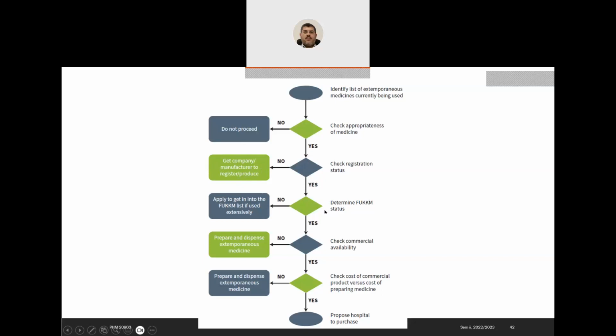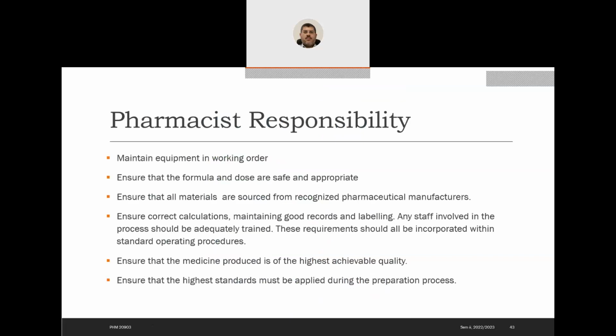If registered, then determine its status. If it is not given, then apply to get this status. If yes, then check commercial availability. If not available, then prepare and dispense the extemporaneous medicine. But if available, then it is better to buy. You can check the cost of the commercial product versus preparing the medicine. If it is less costly to buy, then it is better to buy than to prepare. So if the commercially available one is less costly, then propose that the hospital purchase it. If it is more costly, then you can make the medication. Okay.